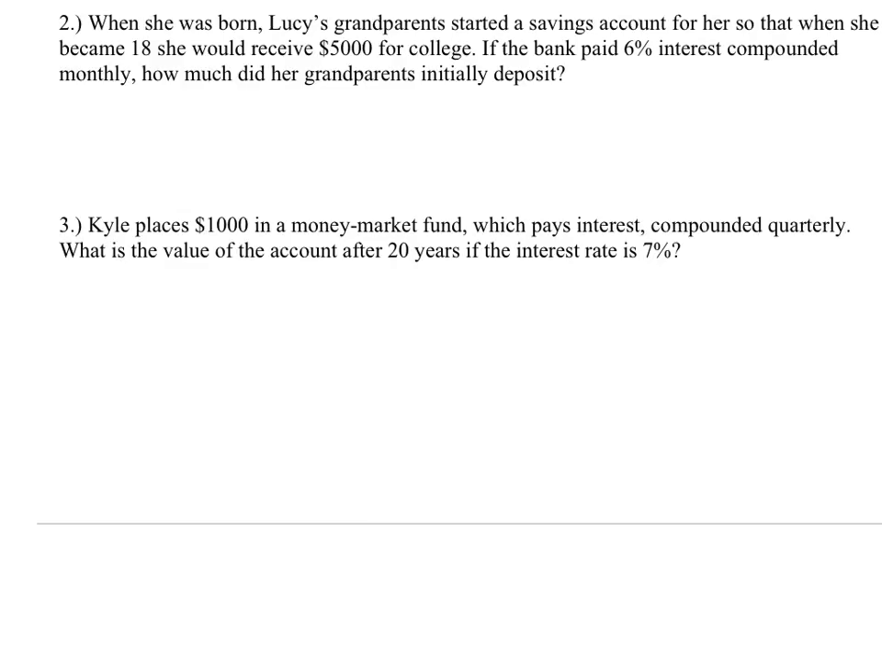Alright, our next example says, when she was born, Lucy's grandparents started a savings account for her so that when she became 18, she would receive $5,000 for college. If the bank paid 6% interest compounded monthly, how much did her grandparents initially deposit? So they're asking us to find the initial deposit, which is your principal, your P. 5,000 is going to be your total amount that you have at the end.